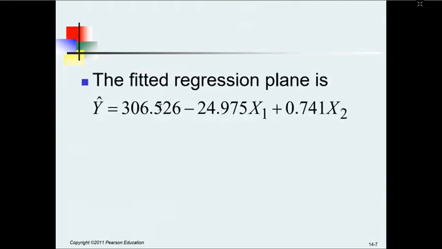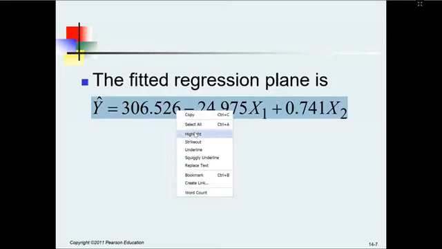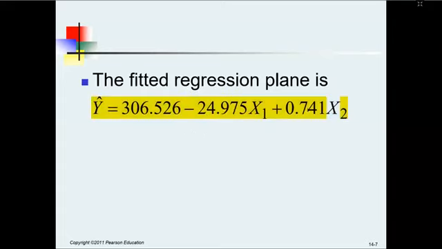So let's move to the next slide. We can write a fitted regression model as y, when you are using y instead of price and advertising. So y is sales. So this is a fitted regression model that we wish to determine. Okay, good.